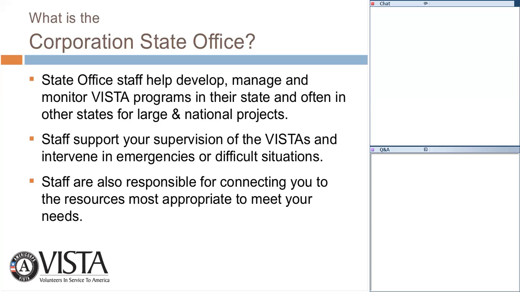In addition, at the state offices, the staff are there to support you in supervising your VISTAs, and they're ready to intervene when emergencies arise or if there are difficult situations, say between you and a VISTA member or between VISTA members, or if there's some unexpected thing that happens. The state office is the one that you would call to get advice and help in dealing with that. The state office are also responsible for connecting you to the resources that are most appropriate to meet your needs. So whether that's within the structure of your grant from the corporation, or if there are other types of resources that your organization or project would need, they can help identify those and make those connections.